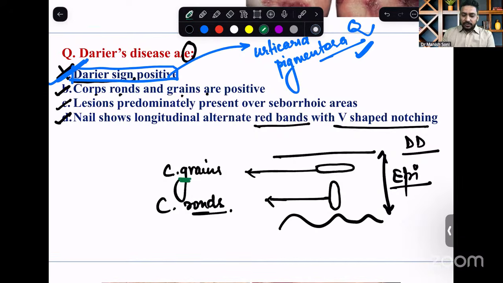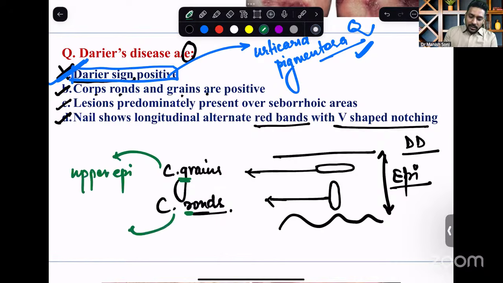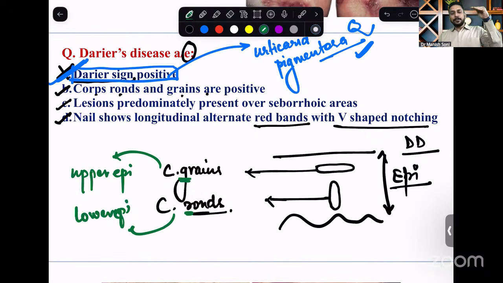See, alphabetically, which one comes first? G or R? G. So, grains are present in the upper part of the epidermis while rods are present in the lower part of the epidermis. Why? Because G comes first, it is present in the upper part. R comes later, it comes in the lower part.